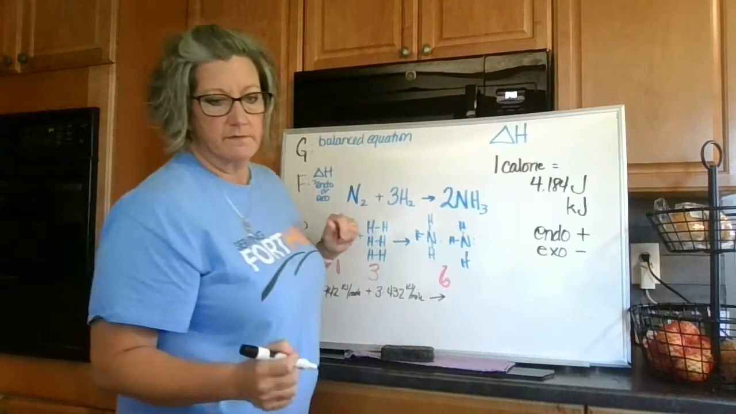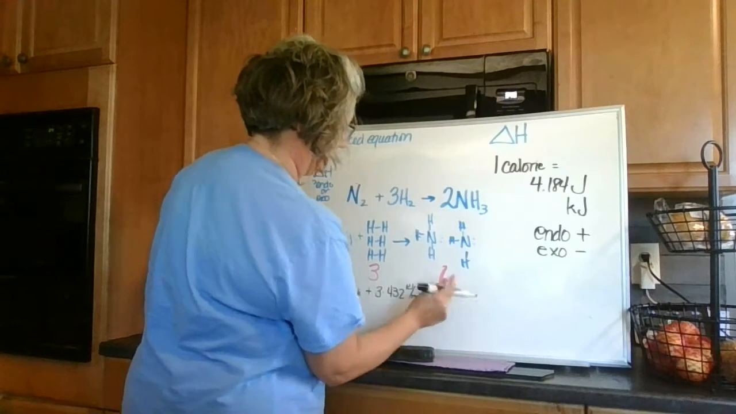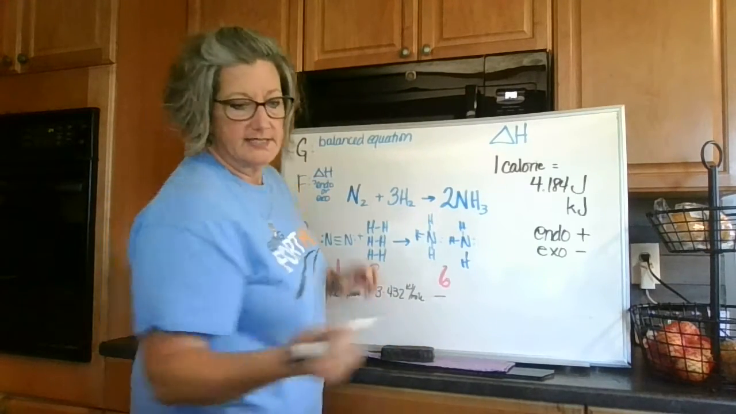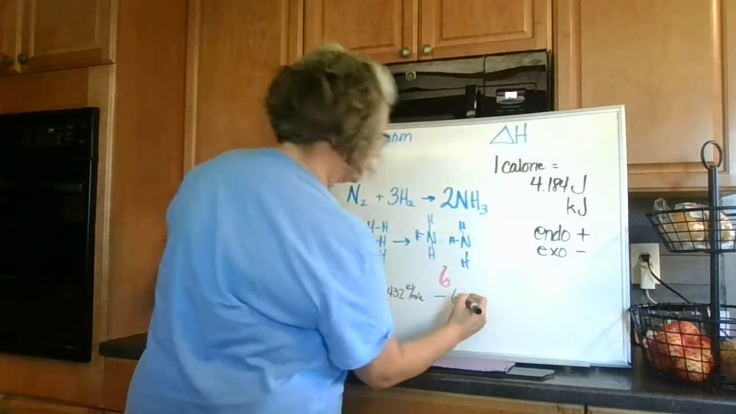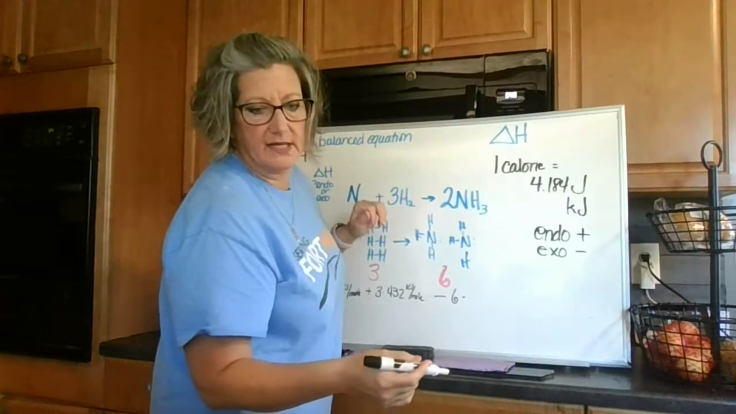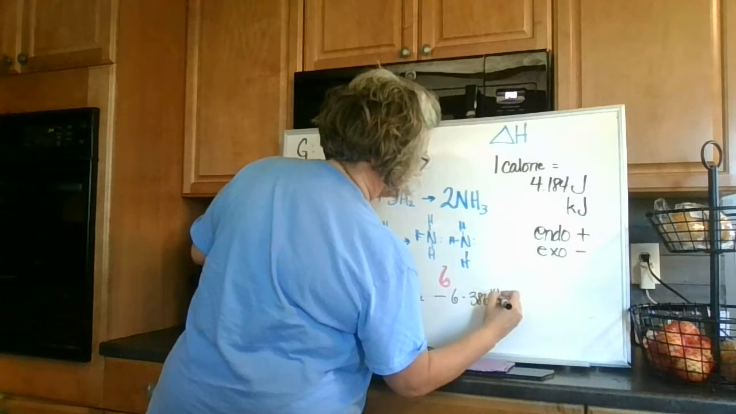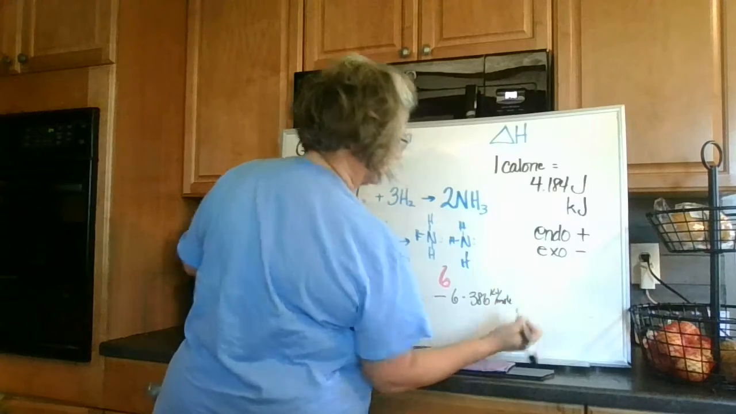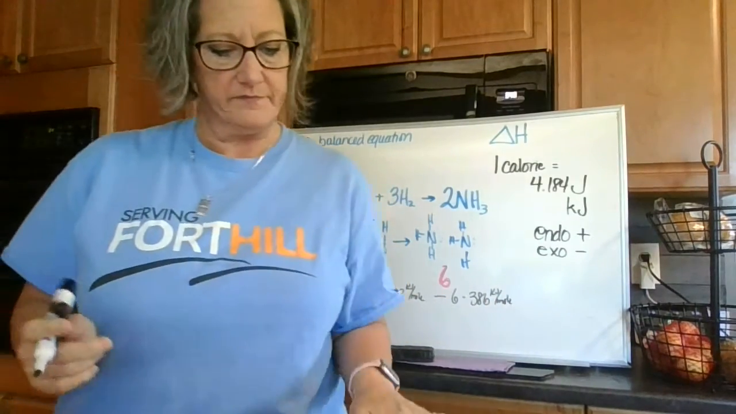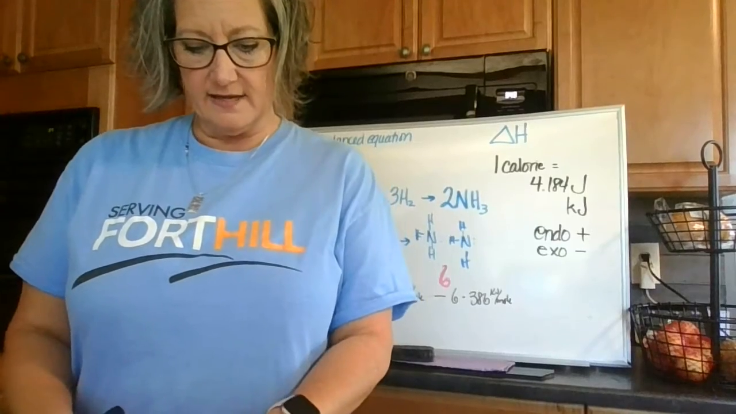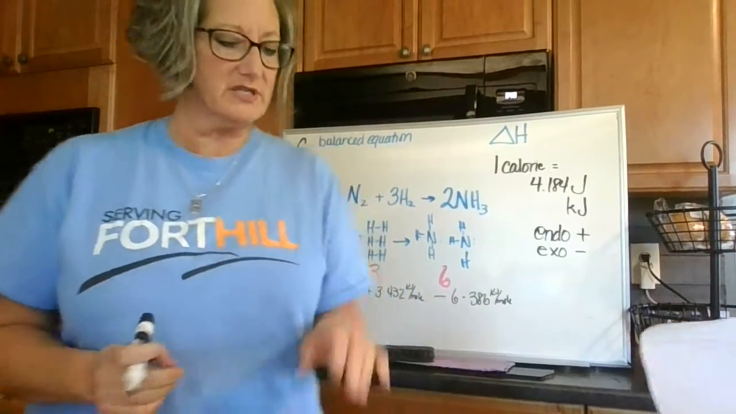Produces, minus 6 of my NH3. Look on the next page. My NH3 is 386 kilojoules per mole. Okay, now this comes straight off the formula that is on page 457, equation 13.2.